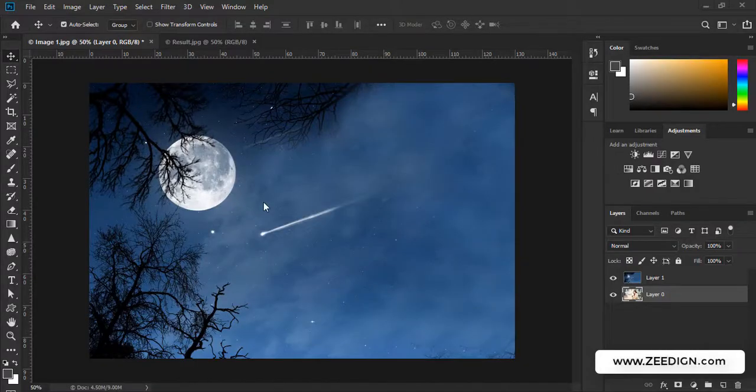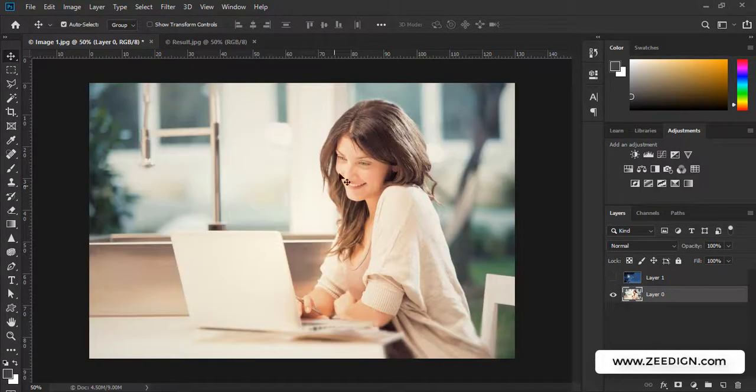So I have got this document in Adobe Photoshop which has two layers. There is this night view layer or image, and there is another one with a girl using a laptop.